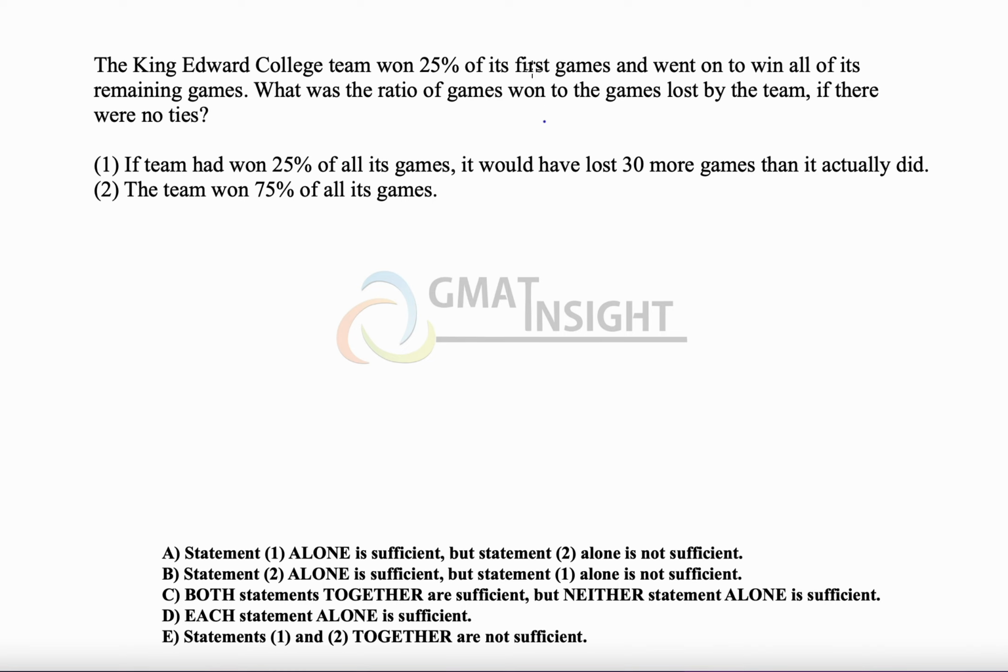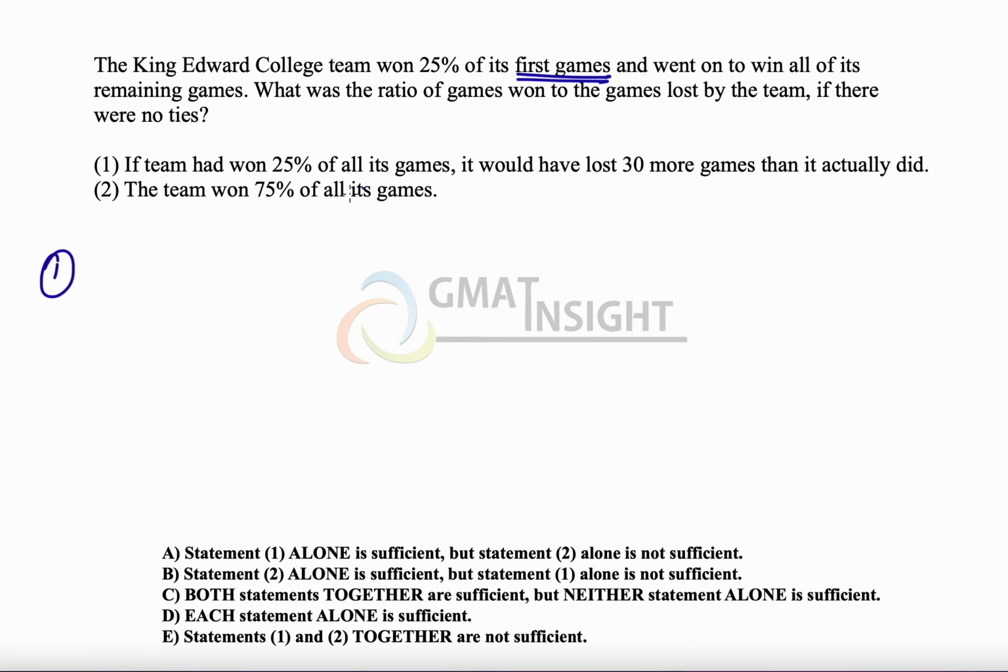Now, to answer this, we just need to know how many were the first games and how many were the remaining games, so that we can calculate the total win to lose ratio. The first statement says that if the team had won 25% of all its games, it would have lost 30 more games than it actually did.